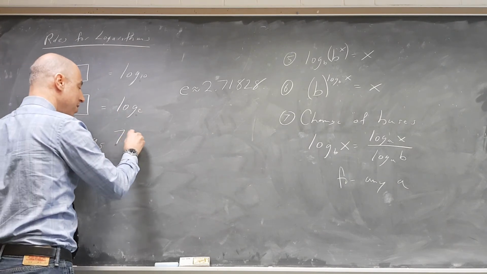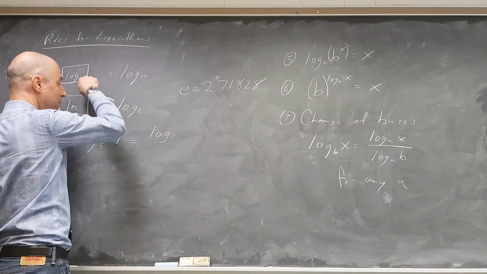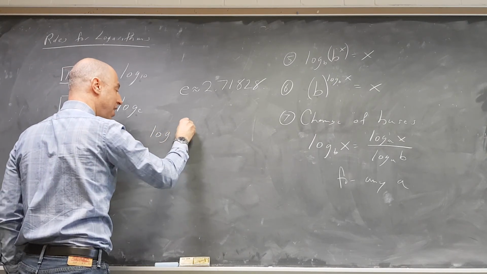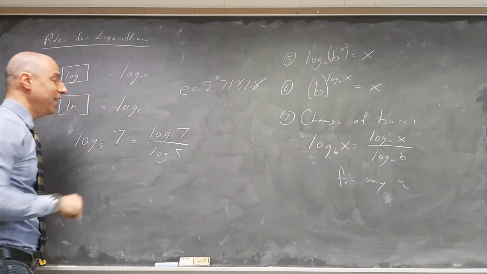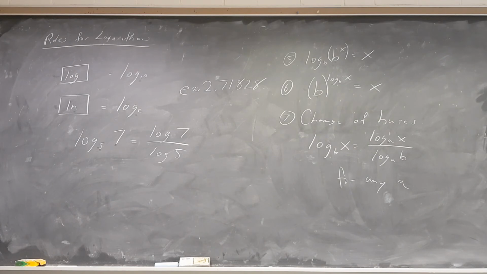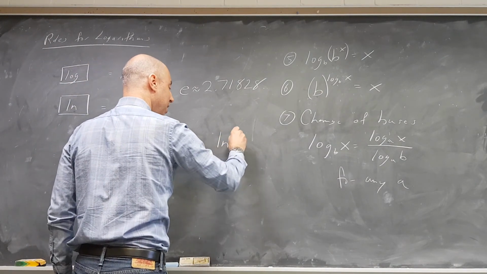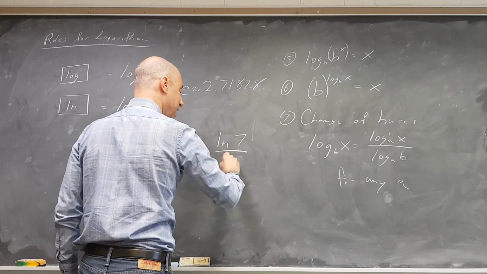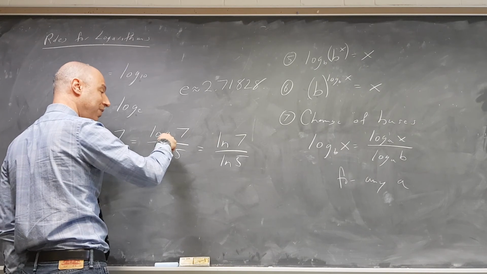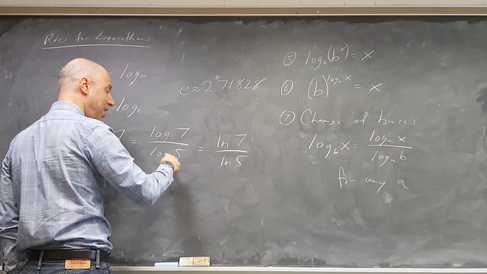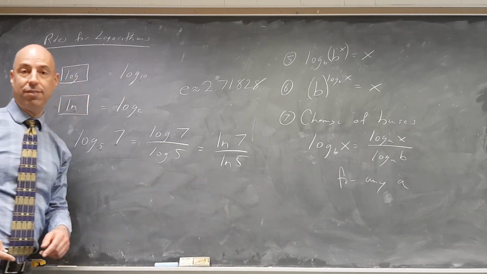So I could just write that this equals log base 10, so log with nothing below it is log base 10 of 7 divided by log base 10 of 5, and this I can type into my calculator. I could have just as easily used log base e. I could have written natural log of 7 divided by natural log of 5. Natural log of 7 is different from log base 10 of 7, and natural log of 5 is different than log base 10 of 5, but when I do this division, I get the same answer.